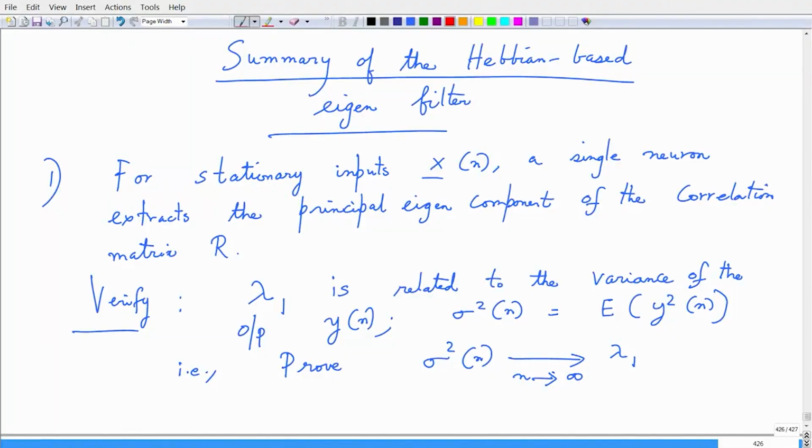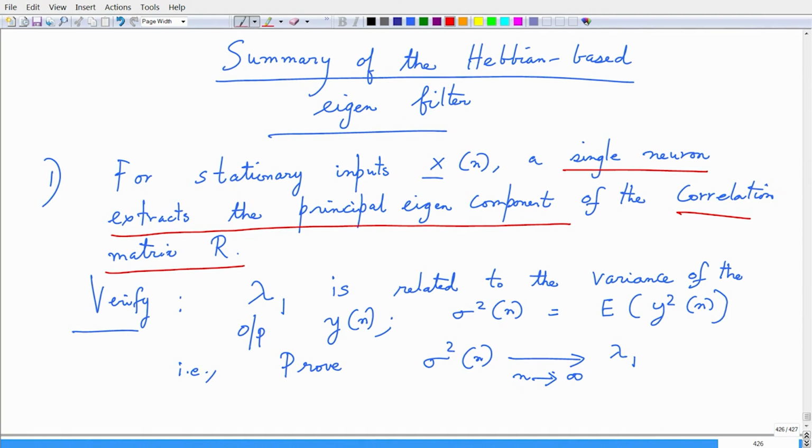So, we started with stationary inputs, that means at every point of time the statistics of the data that you have is the same. It is a very important assumption, otherwise we would land up with correlation matrices that were time varying, and that analysis would be very hard. So, for stationary inputs Xn, a single neuron extracts the principal eigen component of the correlation matrix R, and I will leave this as a homework exercise.